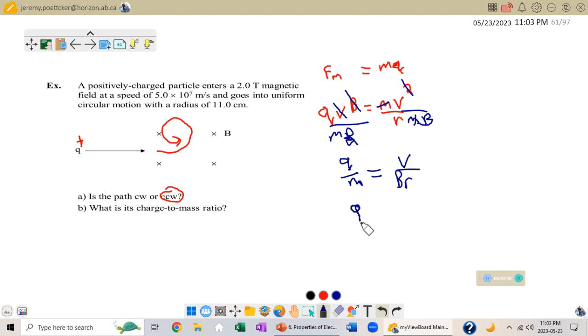Q over M equals 5.0 times 10 to the 7th meters per second. Divide by the magnetic field strength. Okay, that's 2 teslas.